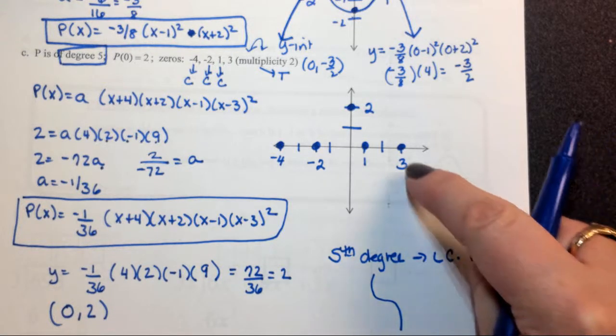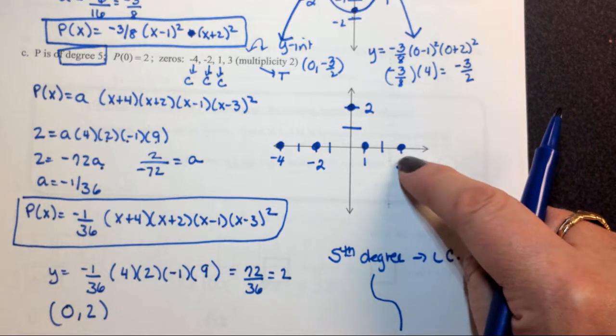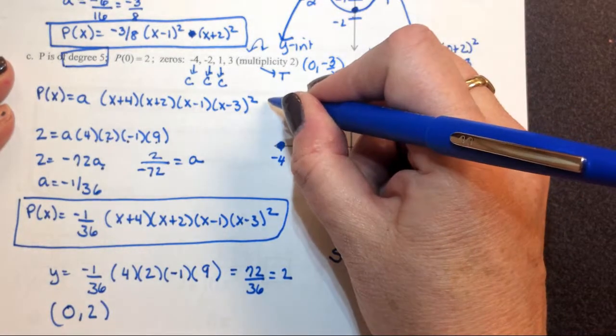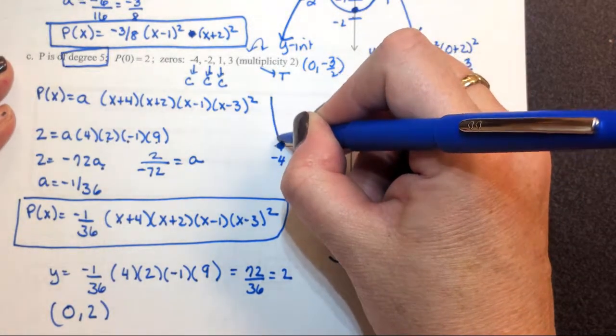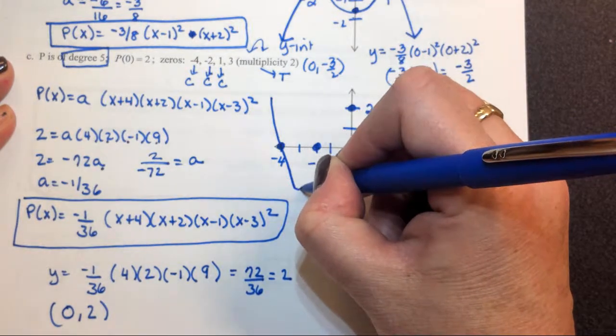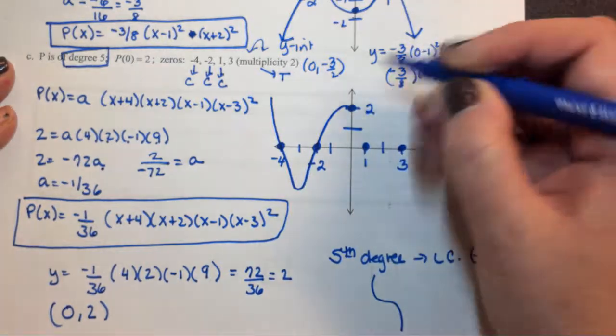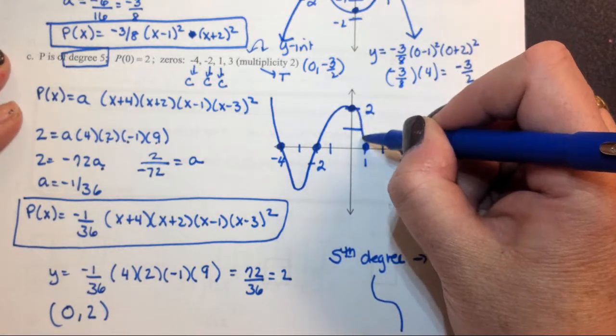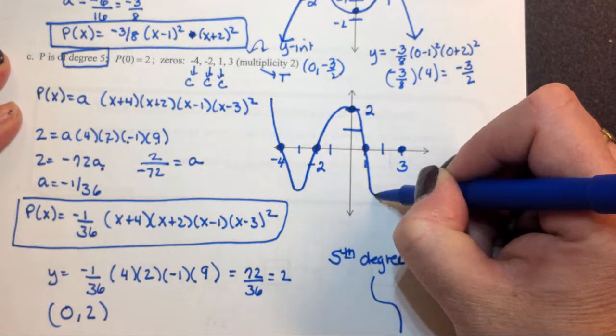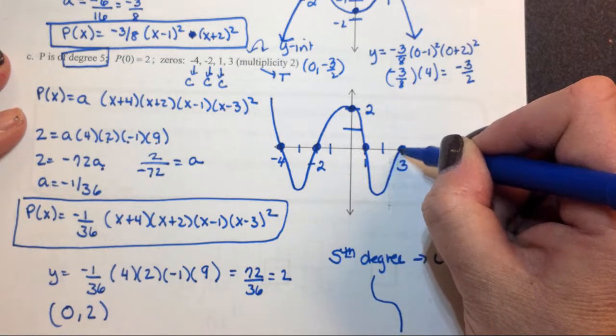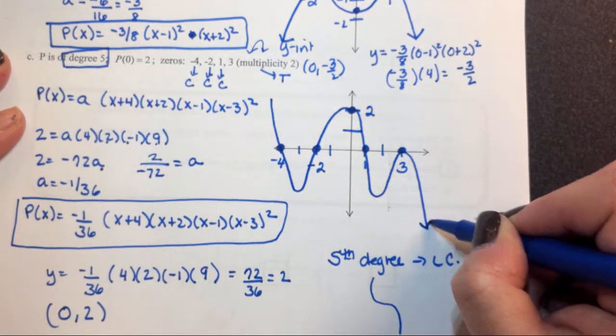Remember, it's crossing everywhere except when I get to 3. So I know I'm going to come down. Cross at -4. I know I'm going to go down and have to come back up. I'm going to cross at -2, pass through the y-intercept, cross at 1, come back up, touch at 3, and then point back down.